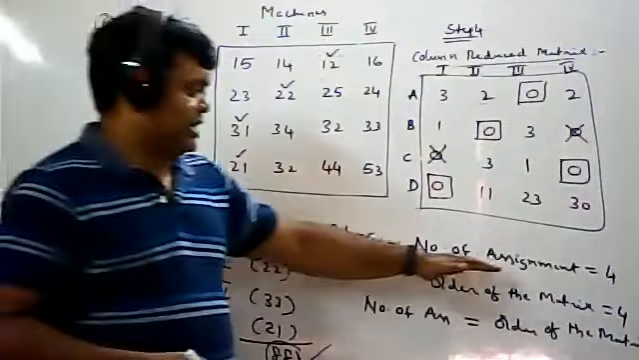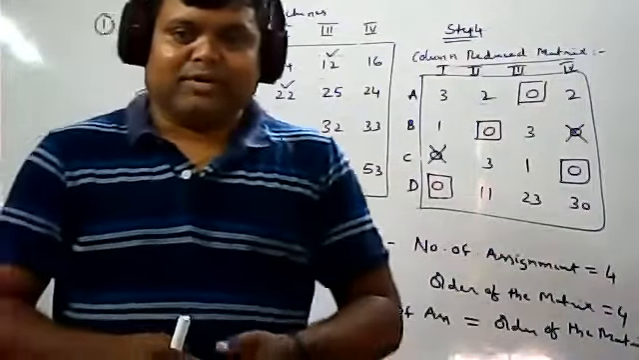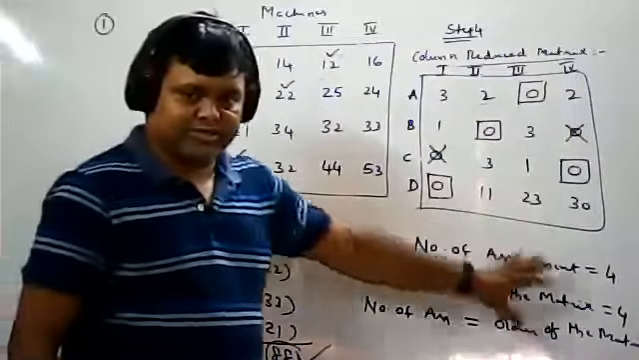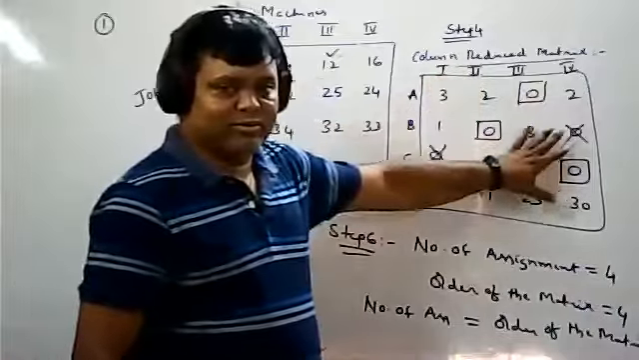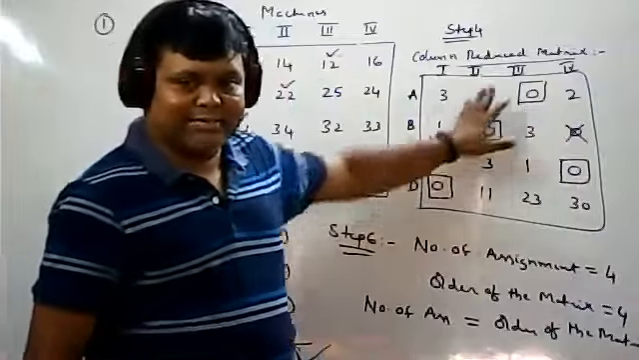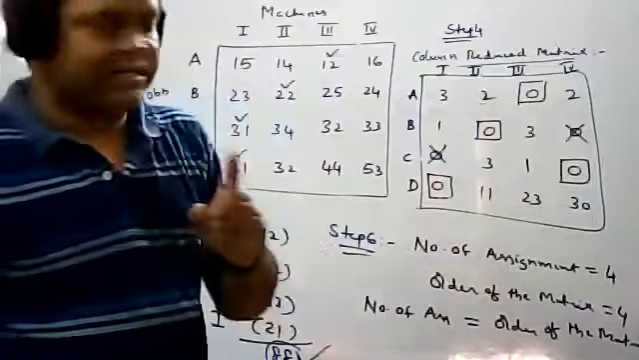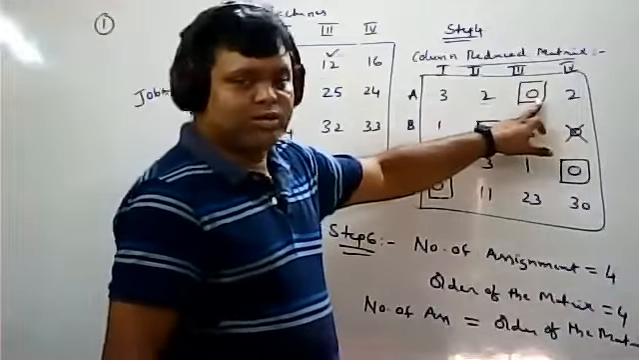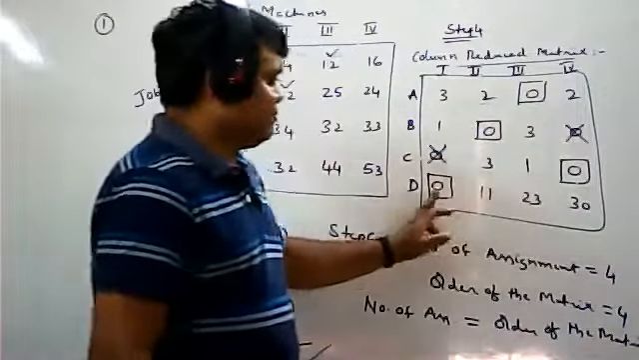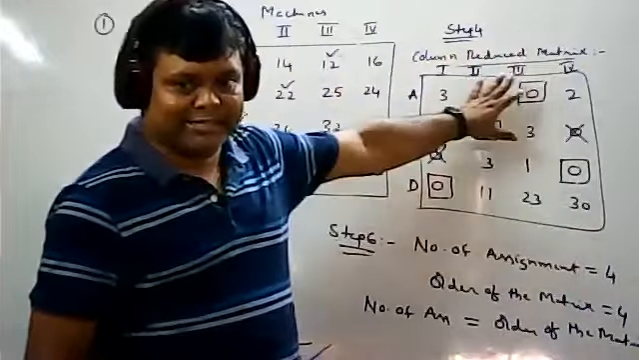Sometimes you won't get the number of assignments equal to the order of the matrix. Then you will go to the next step, and how to solve that problem, I will tell you in the next class. I hope you understood this. One thing you can remember after making this assignment and cross symbols: if you observe any single row or single column, you will get only one assignment. See the first row, how many assignments did you get? Only one. Second row, only one. Third row, one assignment. Fourth row, one assignment. Column-wise also, you will get only one assignment.